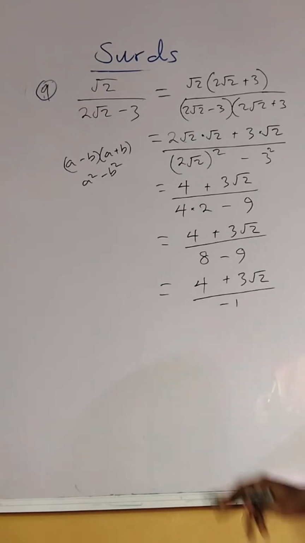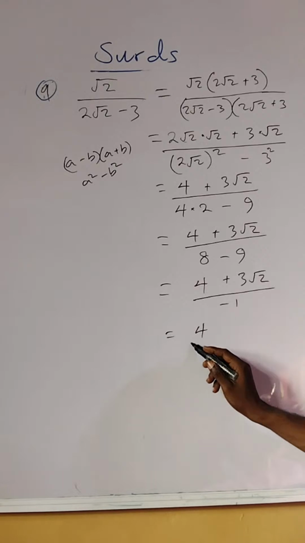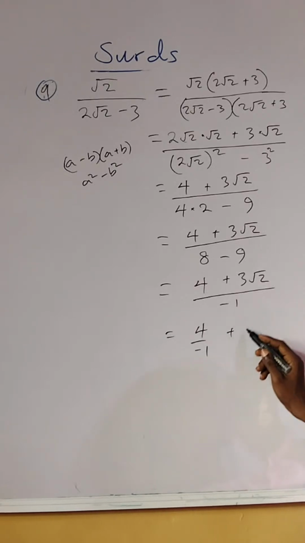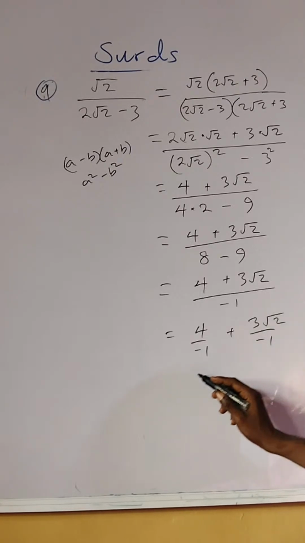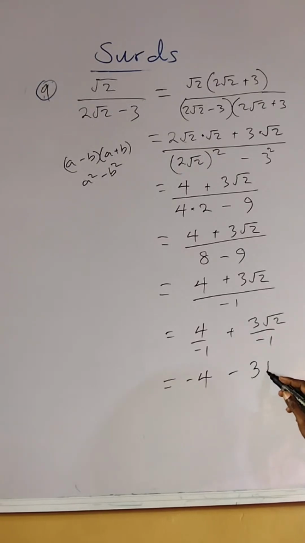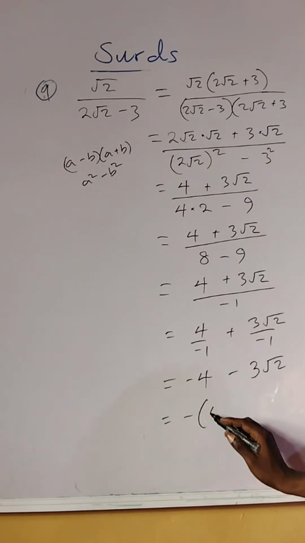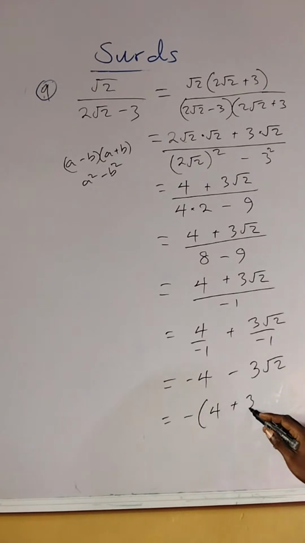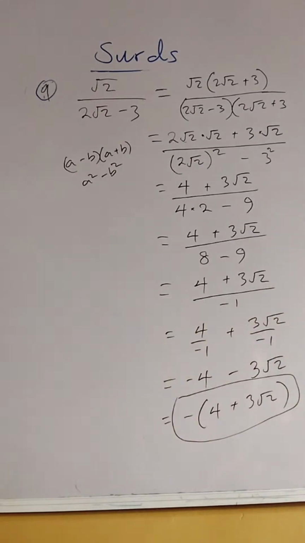We can split this into two fractions and write it as 4 over minus 1 plus 3 root 2 over minus 1. 4 over minus 1, we can write it as minus 4. Plus over minus, that's minus 3 root 2. Of course, you can say this is minus into brackets 4 plus 3 root 2. So you have this as a simplified form of the given surd problem.